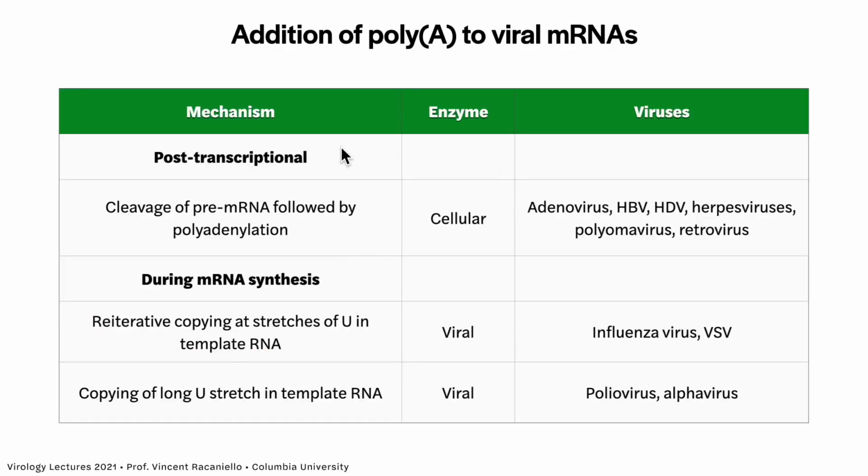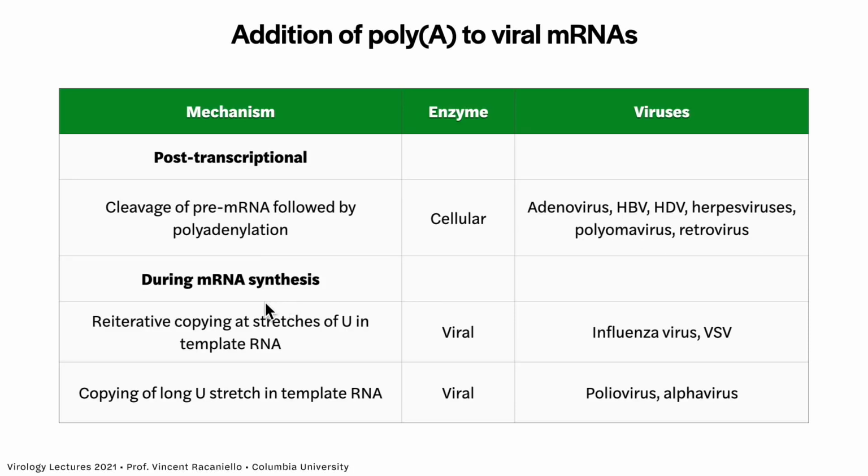I want to just summarize all the different ways we've talked about by which poly-A is added to our mRNAs. Last time we talked of some as well. So this one that I've told you is post-transcriptional. It's cleavage of pre-mRNA followed by polyadenylation. The enzymes that do that are cellular. Adenoviruses, etc. are all polyadenylated that way.